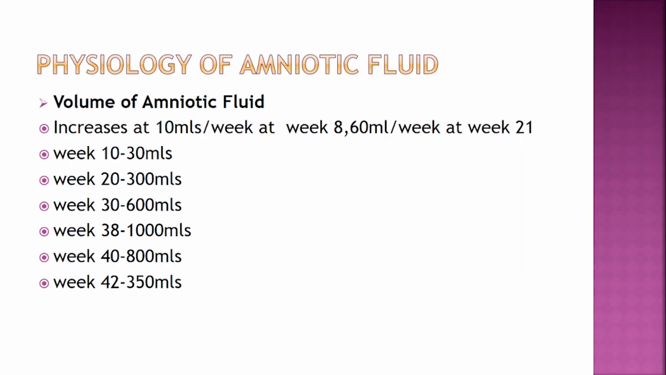The amniotic fluid volume increases at about 10 mils per week from week 8, and it becomes about 60 mils per week by week 21. Around week 10, the volume is about 30 mils. Around week 20, it is about 300 mils. At week 30, 600 mils. At week 38, that is at term, liquor volume should be around 1,000 mils. At week 40, it becomes 800 mils, and at 42, 350 mils. You will discover that after term, the liquor volume reduces gradually.